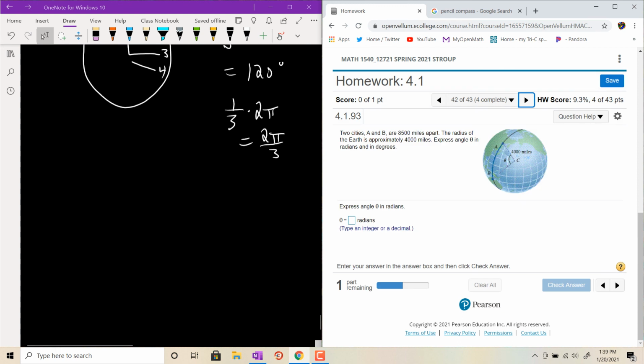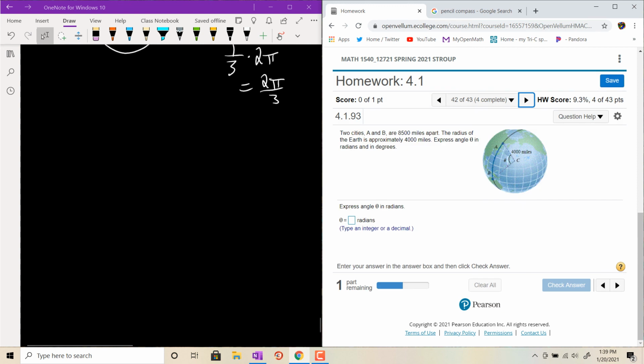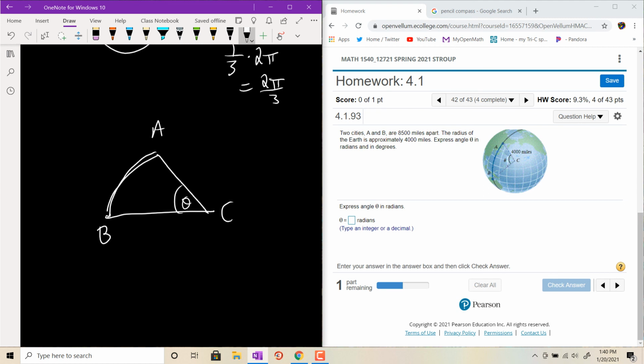Let's see if there's anything else. Oh, this one. Two cities on planet Earth, A and B, are 8,500 miles apart. If we cut the Earth in half and laid it flat, what we're looking at is part of a circle, where this is A, this is the surface of the Earth, here's B, and C is at the center of the Earth, with some angle theta. A and B are 8,500 miles apart, so this is 8,500 miles. And the radius of the Earth is apparently 4,000 miles, so this is 4,000.